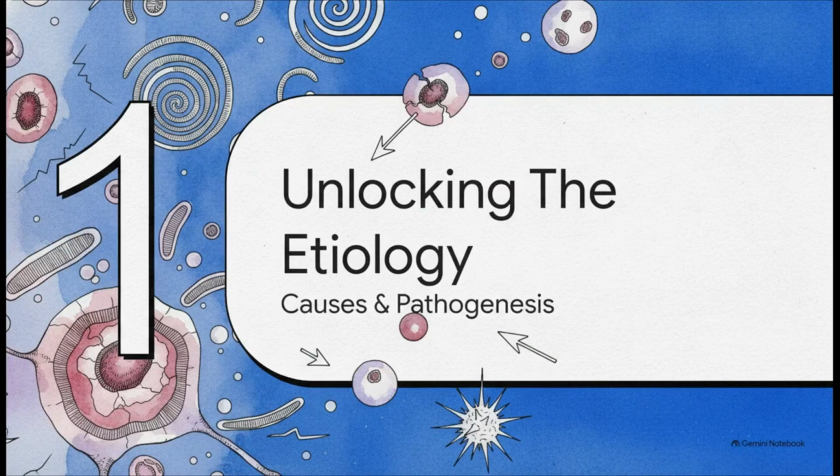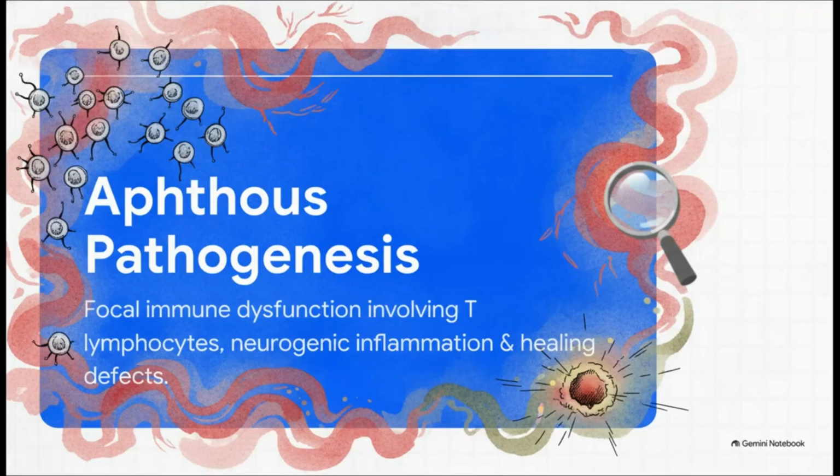Okay, let's jump right into Section 1, unlocking the etiology. Let's figure out what actually causes these persistent ulcers to show up in the first place. You know, for decades, the exact cause of Aphthous stomatitis was heavily debated, but the core mechanism we now understand is that it's a focal immune dysfunction. Fundamentally, this is a T-cell-mediated condition.